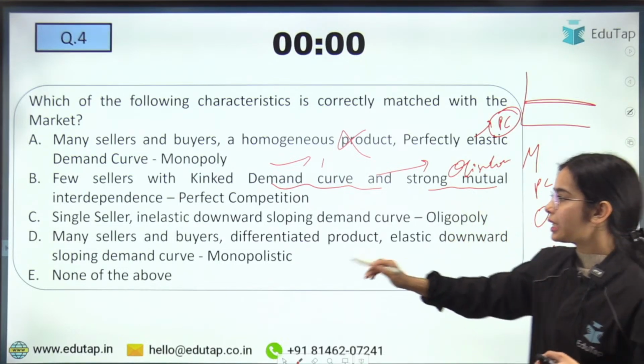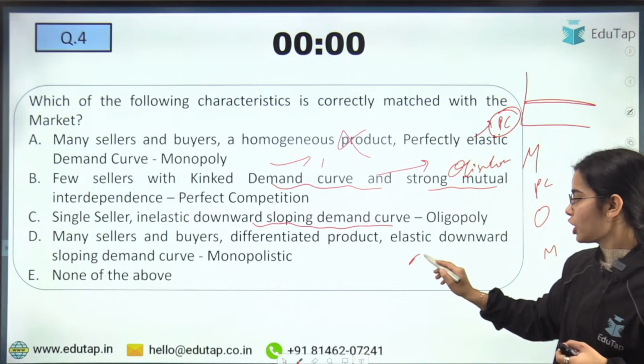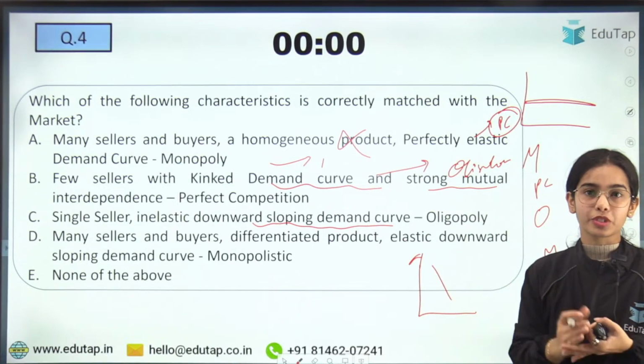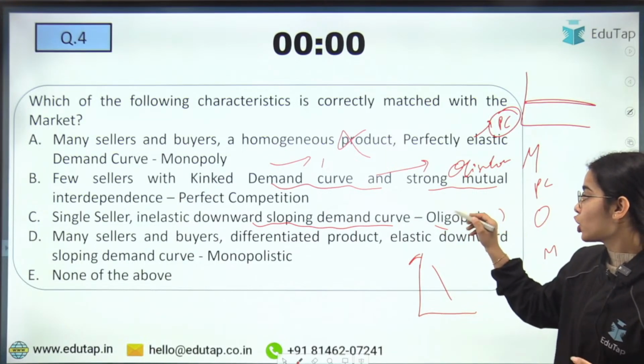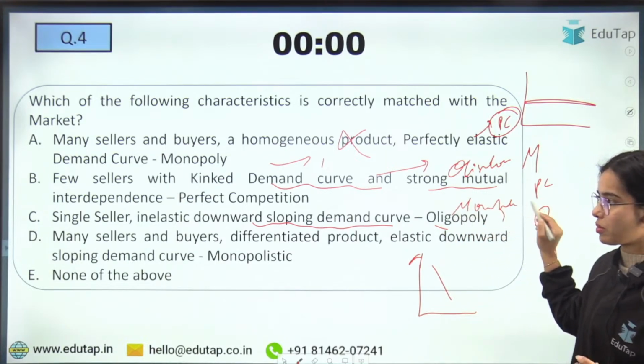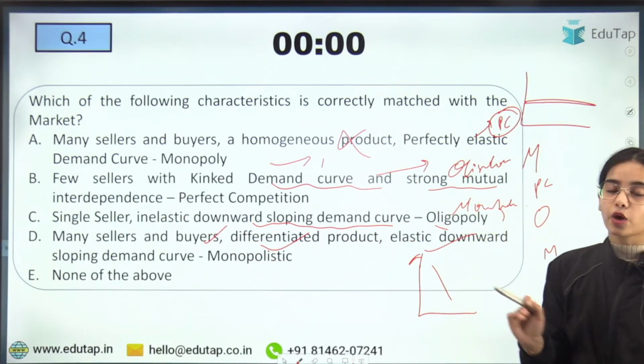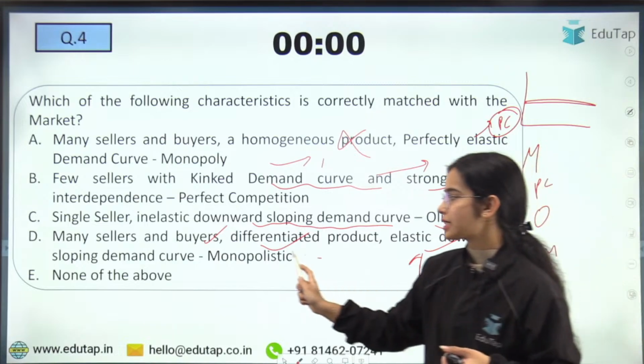Now, single seller, inelastic downward sloping demand curve. The demand curve is downward sloping and inelastic because there are fewer substitutes. That is the monopoly market. Many sellers and buyers, differentiated products, elastic downward sloping demand curve, that is monopolistic competition.